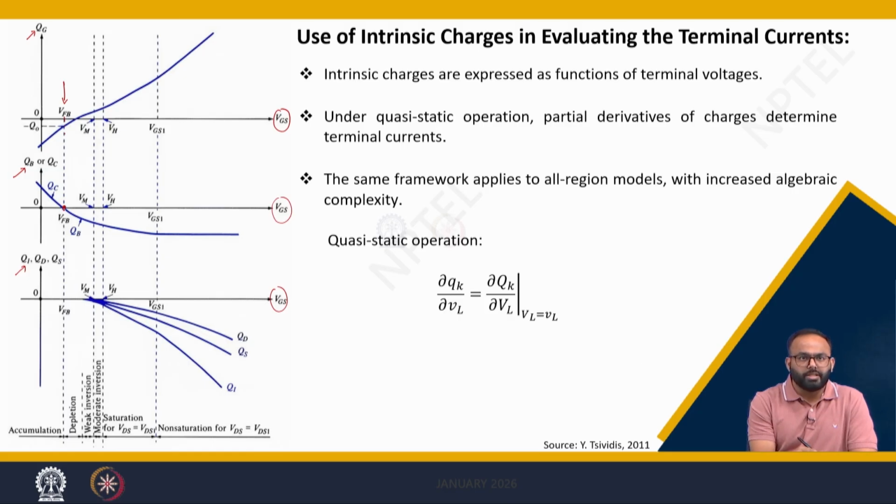That's what we have already discussed, because the flat band voltage is a voltage which makes the channel charge 0, right? So there is no charge present at that. Now when you increase VGS, what will happen? The gate charge will be positive, right? And accordingly the channel charge will be negative. This region of operation is depletion and this region of operation is weak inversion.